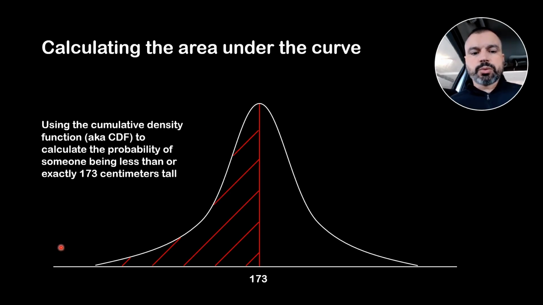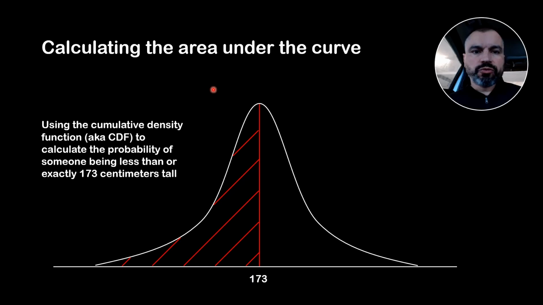So if we take back our example, the heights of adult males and females, let's say we want to find the probability of observing someone that is less than or exactly 173 centimeters tall. We're going to use the CDF, and the CDF is going to add up all the areas of the rectangles that fall within this particular range, and it's going to return the probability we want. As a side note, know that there exist CDFs for continuous distributions and for discrete distributions.